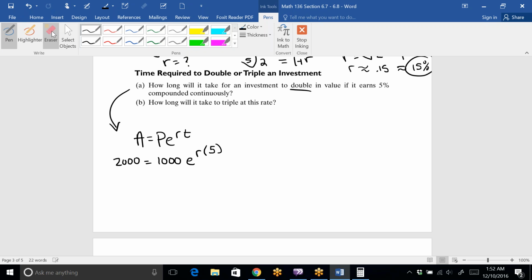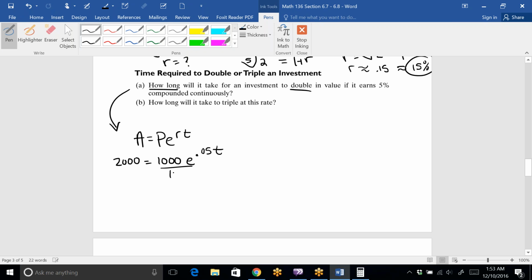No, it is not, sorry. I'm not reading my question carefully. We asked how long, so we don't know T. We do know the interest rate, so 0.05, then T. Okay, because this is in an exponent, anytime a variable shows up in an exponent, logs need to be used, especially if you can't get the same base.